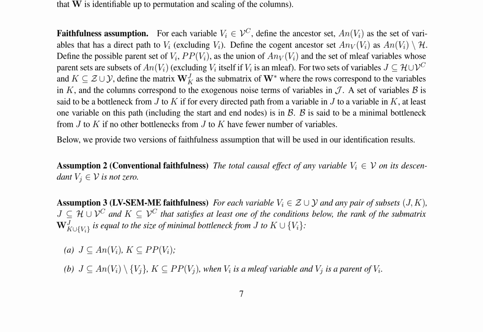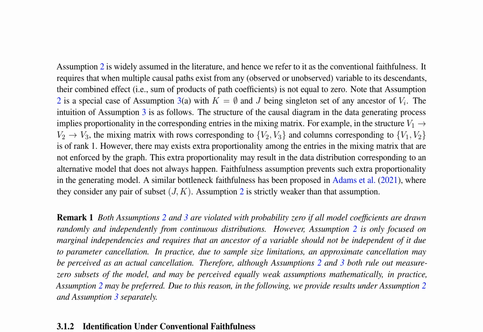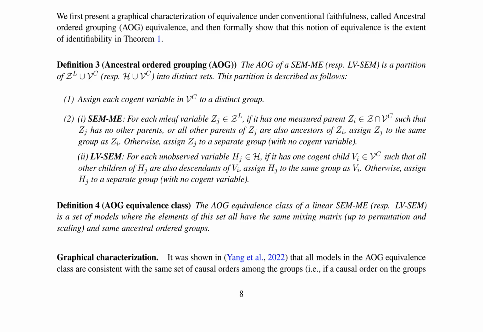The intuition behind LVSEMME faithfulness is that the structure of the causal diagram implies proportionality in the corresponding entries of the mixing matrix, which may be enforced by the graph. This assumption prevents extra proportionality among the entries in the mixing matrix that are not enforced by the graph. The authors note that both faithfulness assumptions are violated with probability 0 if all model coefficients are drawn randomly and independently from continuous distributions. However, in practice, due to sample size limitations, an approximate cancellation may be perceived as an actual cancellation, making conventional faithfulness a preferred assumption.